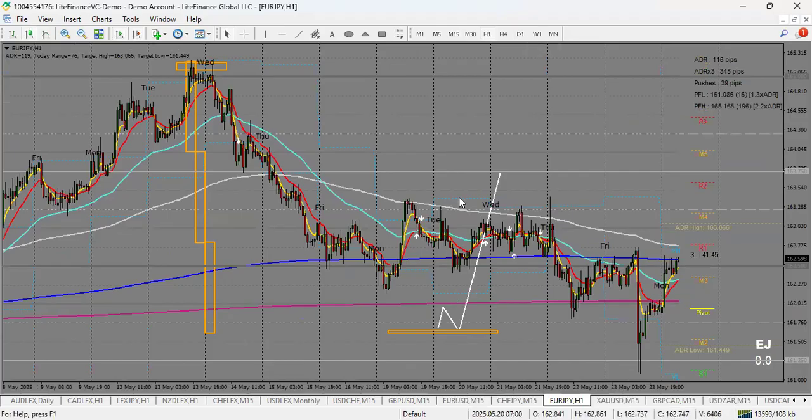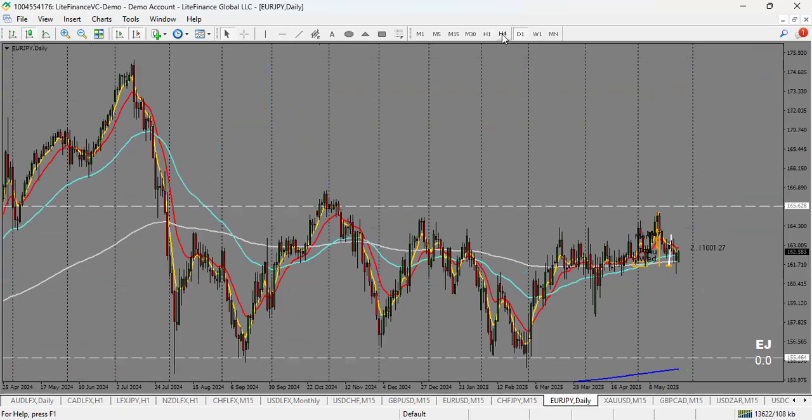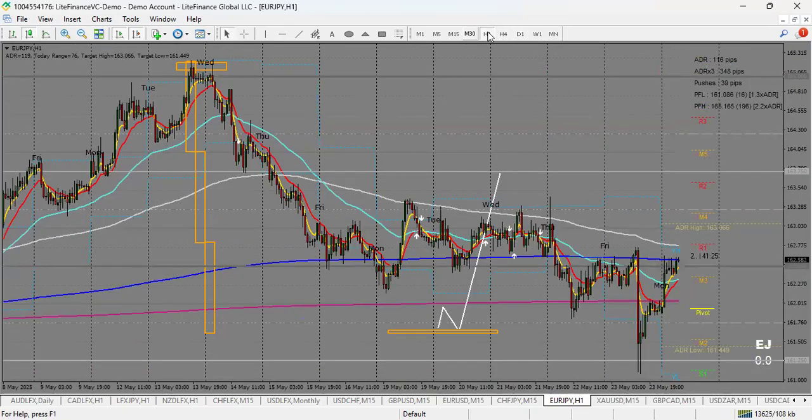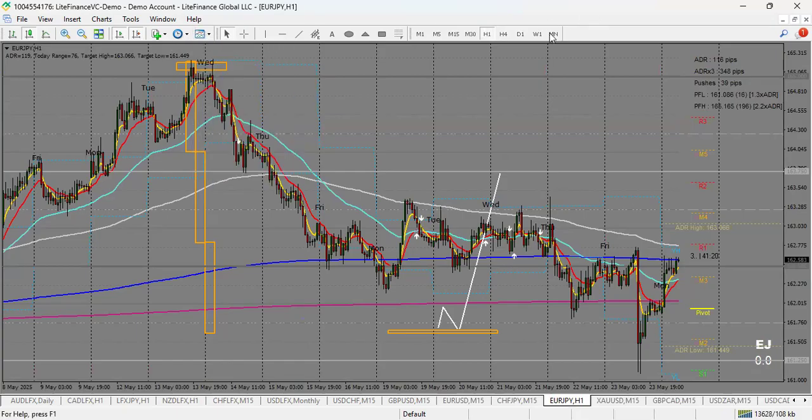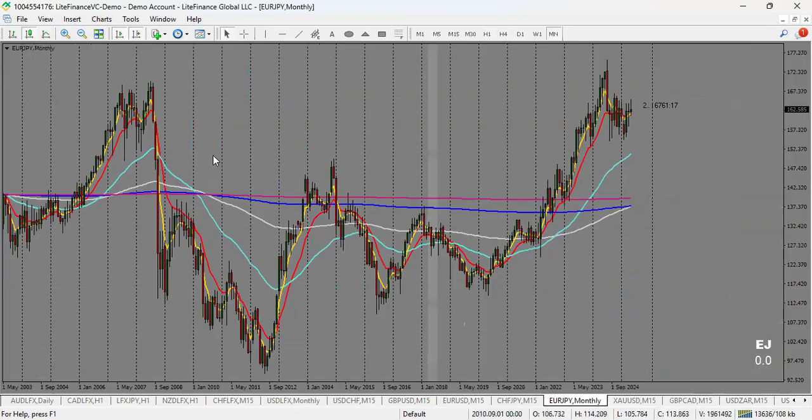So you can see how Euro JPY had completed its 3 times ADR last week. So we had the strong movements going down. This is like a stop point here. This is like a stop point here. And it happened on all JPY pairs. Let me load the template again and do analysis on this.